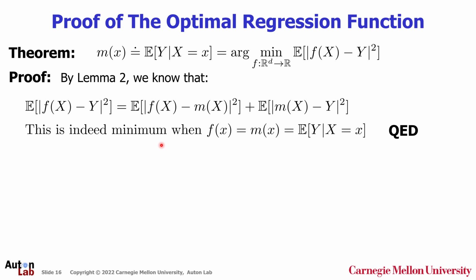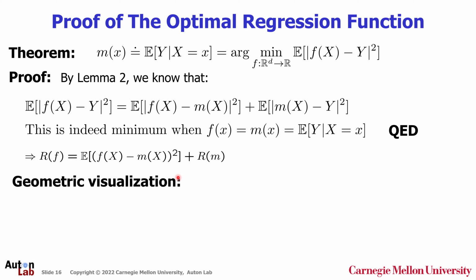From this decomposition, it also follows that for any function f, the risk of f is just the expected value of f(X) minus m(X) squared plus the risk of function m, where again m is just the expected value of Y given X.